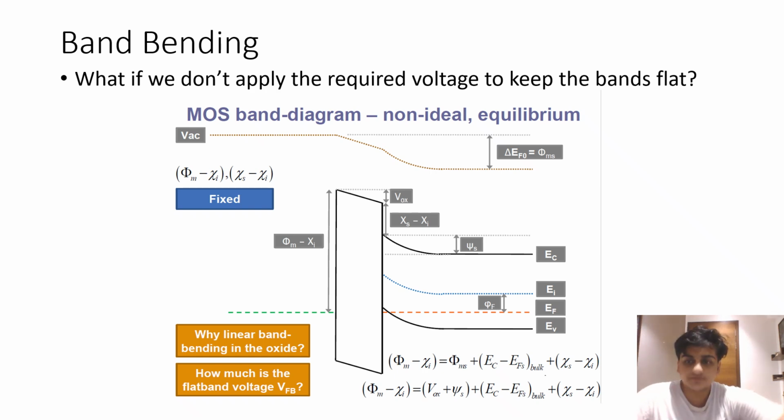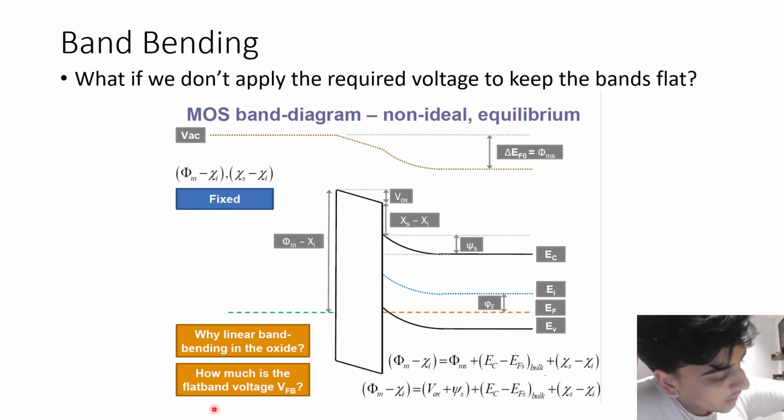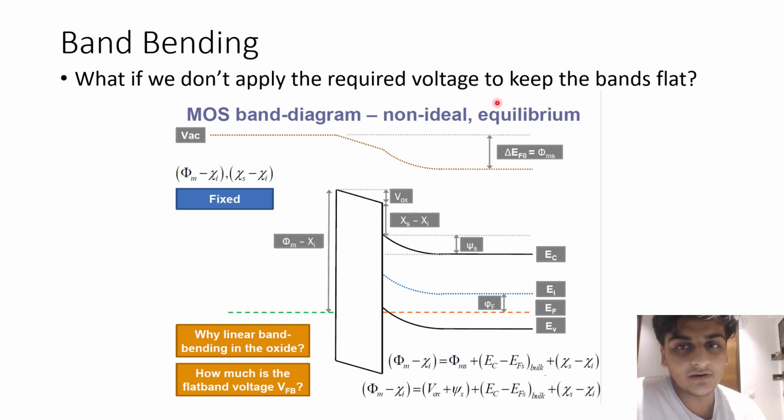Cool. So we've spoken about the fact that you need to apply this voltage in order to keep the bands flat so that you can accommodate this difference of Fermi level. Now we're going to talk about what happens if we don't apply this required voltage to keep the bands flat. This is what we call band bending. Again, don't let yourself get intimidated by the diagram. I'll go through it step by step.